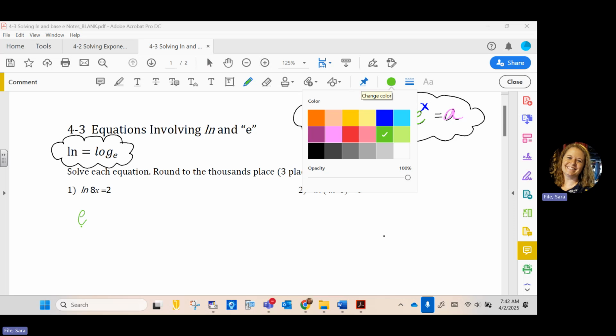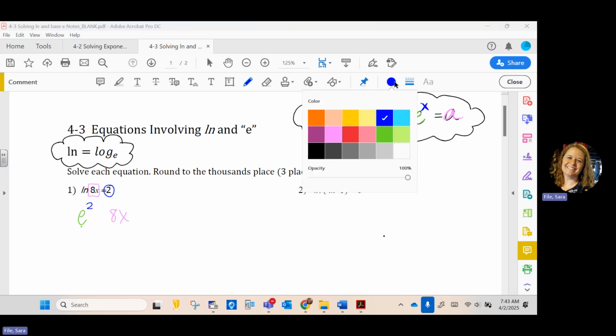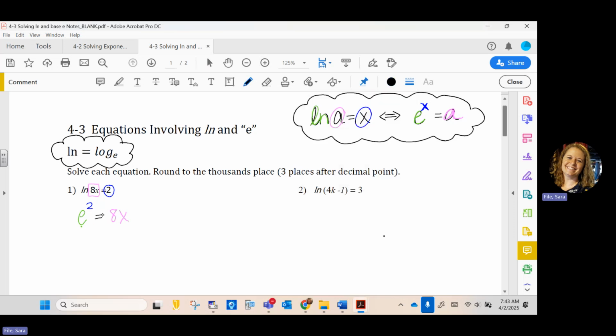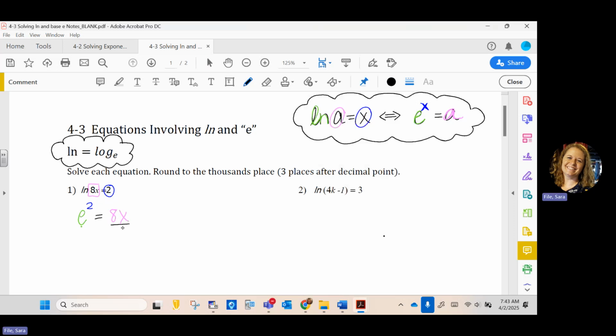Then the exponent is going to be the 2, and the argument is what we're going to equal, which is 8x. So that would be that conversion. Is everybody good with that? How do I get rid of the 8 now to solve for x? Is the 8 being added to the x? What operation is happening when there's no sign in between? So what's the opposite of multiply? So we have to divide the 8 over.